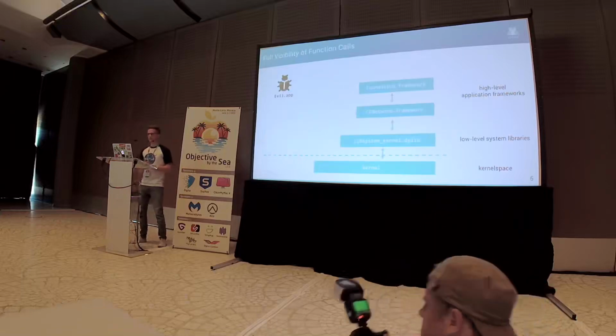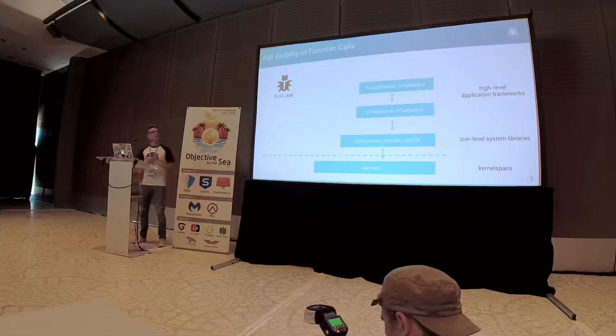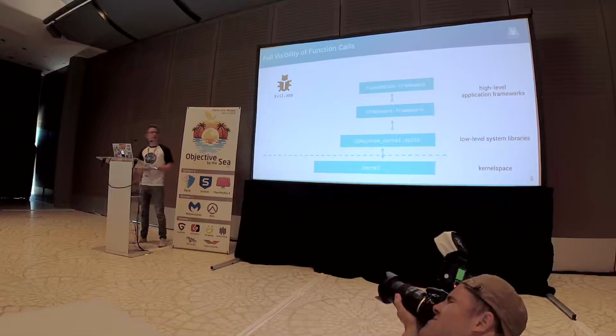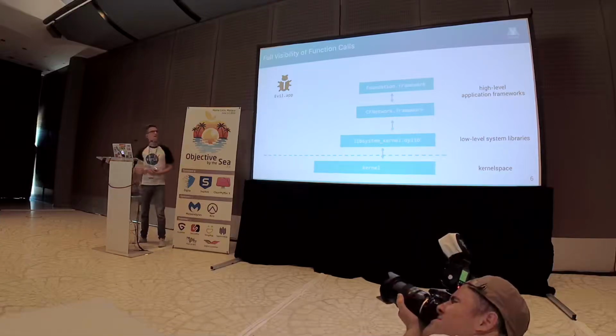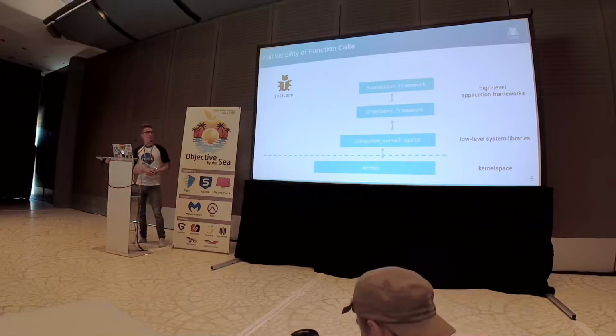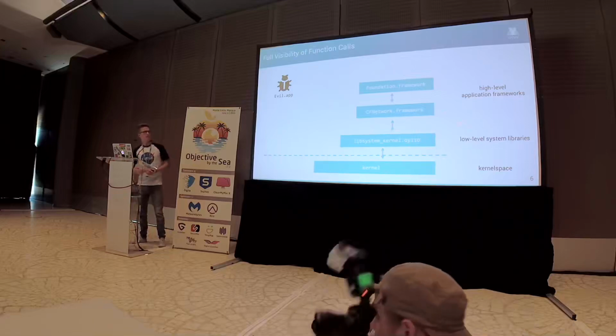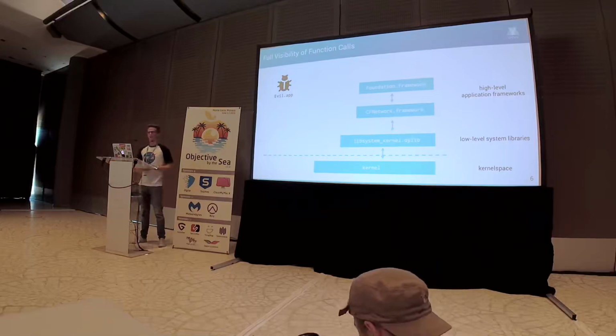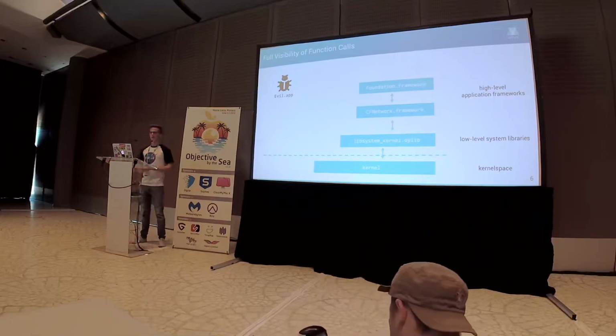So let's have a look at these goals one by one. First, the visibility of function calls. Let's have a look at what the system usually looks like. There are many different abstraction layers. Starting at the kernel, we have direct syscalls, we have low-level system libraries, and we have the higher-level system libraries, which the sample will interact with.